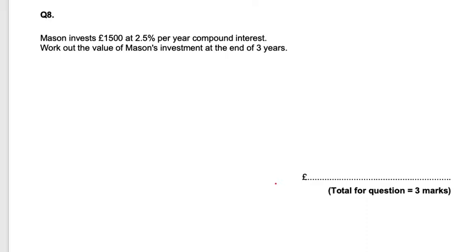Question 8. Now here we have compound interest. We need to use the compound interest formula. The multiplier is 2.5% on top of the 100%, which means we have 1.025. It's not 0.1. It's not 1.25 because we're looking at 2.5%.